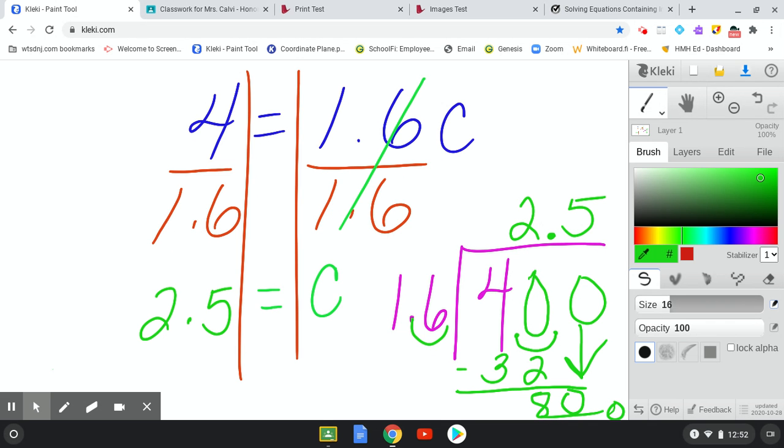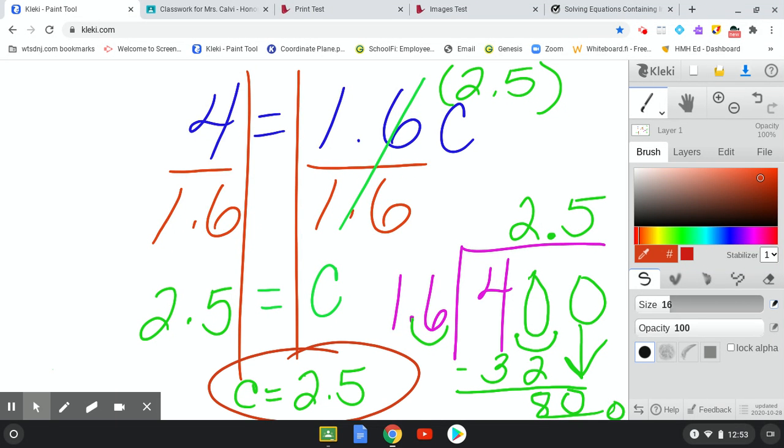Now, final answer, c on, remember, variable on the left side. I want to do the check. I'm going to plug 2.5 in for c. If I multiply 2.5 by 1.6, that would in fact give me 4 as an answer, and I would know my final answer of c equals 2.5 is correct.